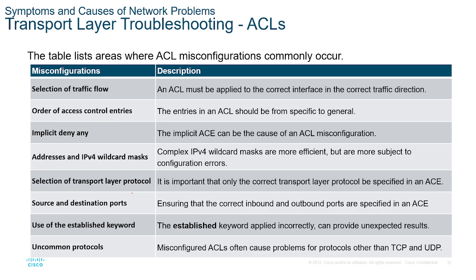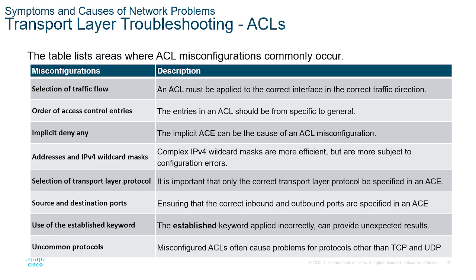Implicit deny any. The implicit ACE can be the cause of an ACE misconfiguration. Address and IPv4 wildcard masks. Complex IPv4 wildcard masks are more efficient but are more subject to configuration error, because sometimes you will not understand it. Well, it's correct that you can use a very good wildcard mask and it might be somehow difficult to understand, but you know it and you can do it. However, not all the engineers will understand it. Sometimes they will change something and it will create a problem for them.